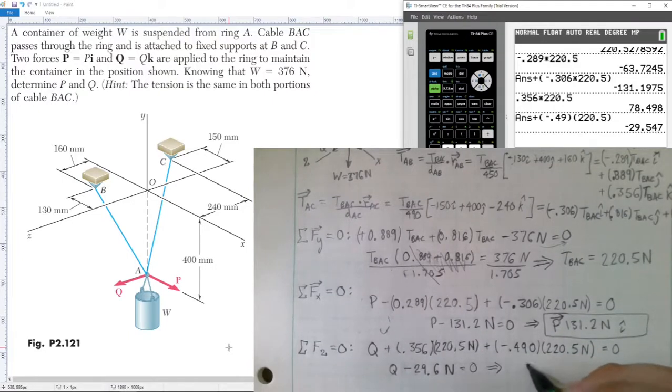And that will mean Q vector, acting on the Z-axis, is equal to positive 29.6 newtons in the K hat direction. So that is our answer for vector P. We get 131.2 newtons I hat, and vector Q, 29.6 newtons K hat.